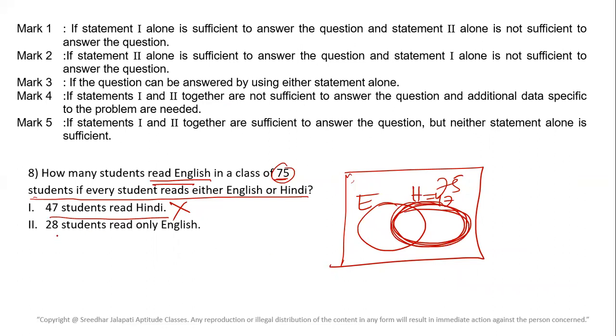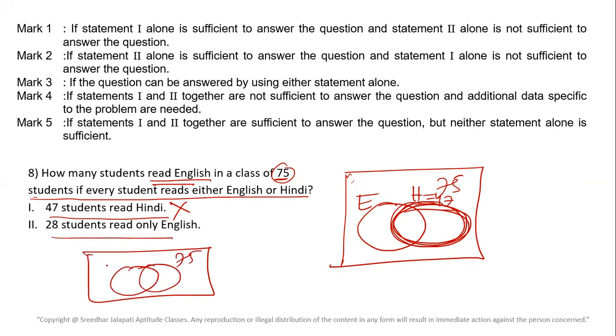Second, 28 students read only English. So the second statement is saying, out of the 75 students, only English is 28. But to find how many read English, I should know this region also because this is also part of English. We know only 28 read only English, but we do not know this intersection portion, because here also people are there who read English. Therefore, 2 alone is also not giving the complete answer. 1 alone is not giving, 2 alone is not giving. When individually you are not getting it, what do you have to do? Combine.